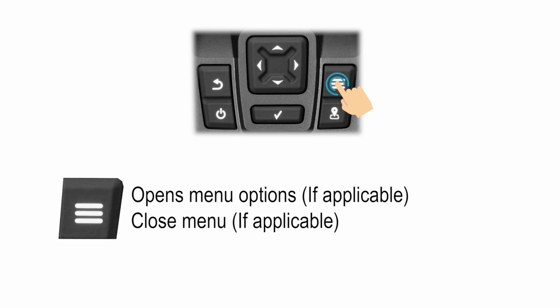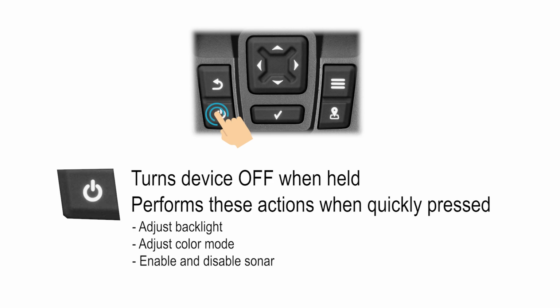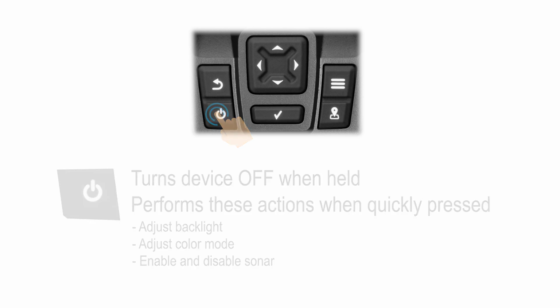The menu button opens menu options for a given screen if applicable. Pressing the menu button again will close an open menu. The power button, when held, will turn off the device. However, if you quickly press the power button once, you'll be taken to a menu that will allow you to adjust the backlight, day or night color mode, and give you the option to disable or enable the sonar.